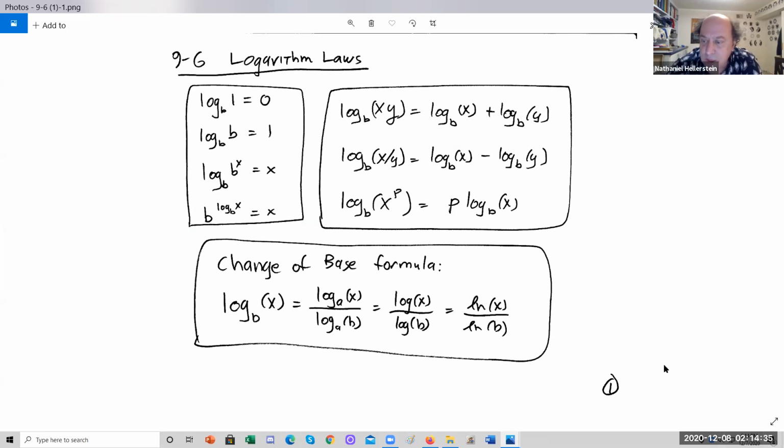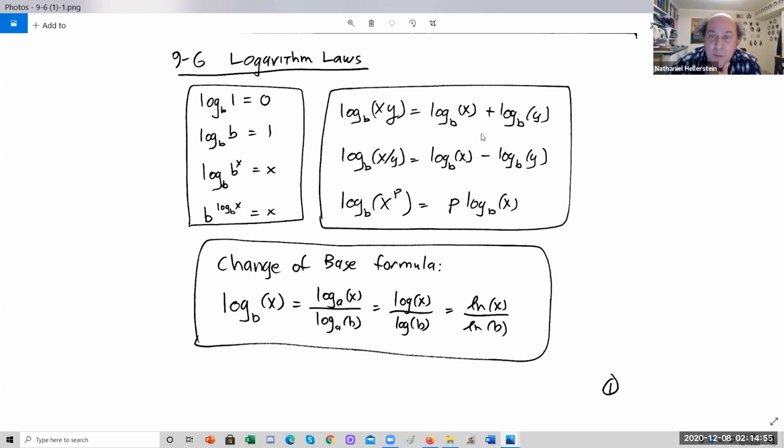In a certain sense, the laws of logarithms are the opposite of the laws of exponents. So b to the 0 is 1, log base b of 1 is 0. b to the 1 is b, log base b of b is 1. This and this are saying that logarithm base b and exponential base b are inverses.